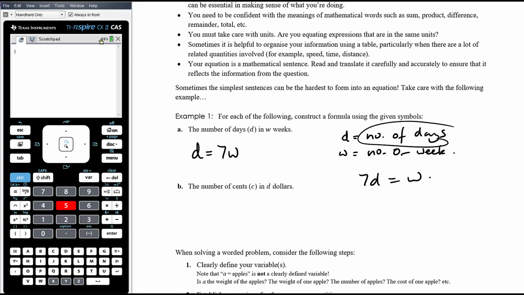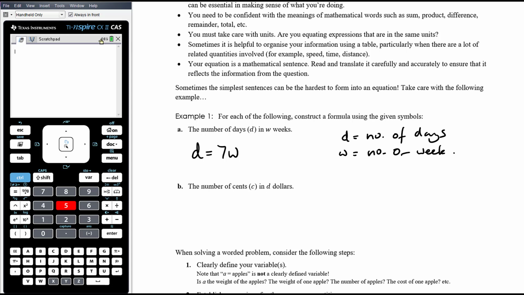Let W equal 2. I know it should give me 14, so it should tell me that D equals 14. But 7D equals 2, oh, hang on. It doesn't tell me that D equals 14. Something's not right. As I said, these are the places you'll make mistakes.